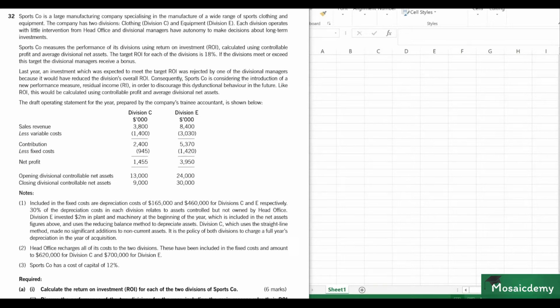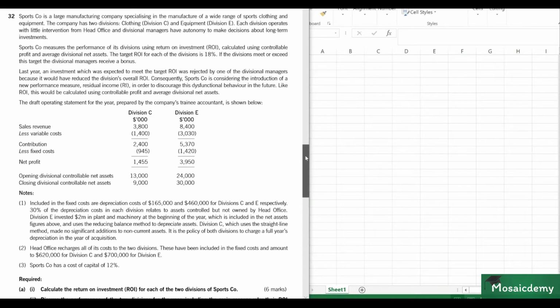The reason I picked this question is because divisional performance measure questions are quite popular in Section C in recent sittings. And the good thing about this particular question is that it covers pretty much all aspects and types of questions you could get in Section C about the topic. So there's the calculation of ROI, there's the calculation of residual income, there's the analysis of ROI, there's the part for the advantages and disadvantages of residual income, right? So it's quite comprehensive in that sense, okay? So let's get into the question.